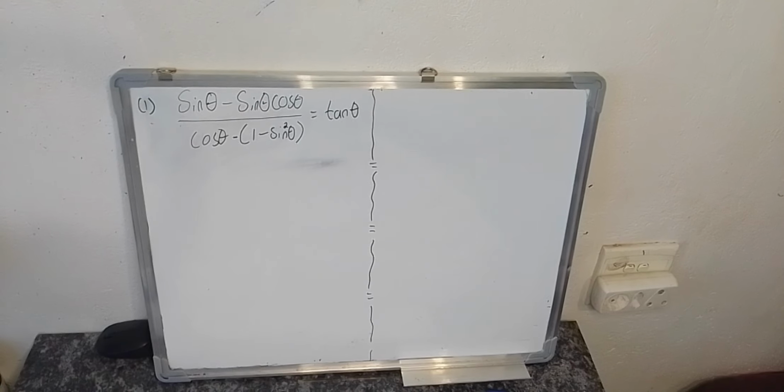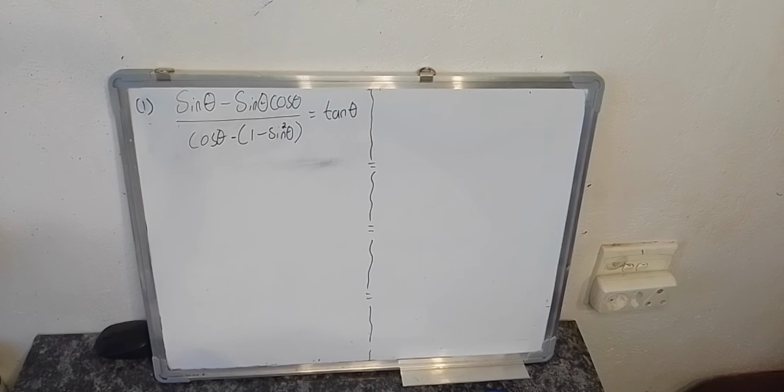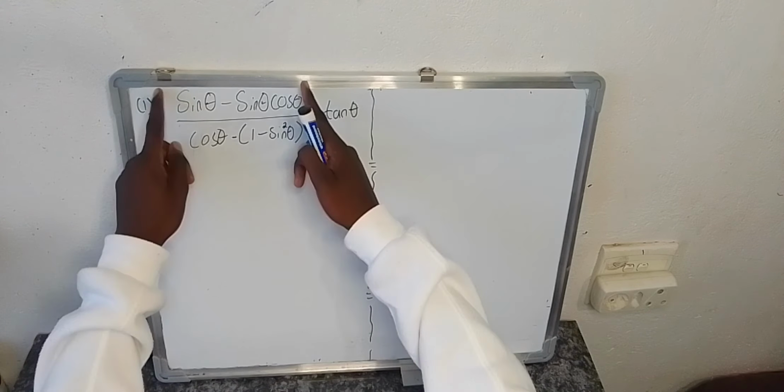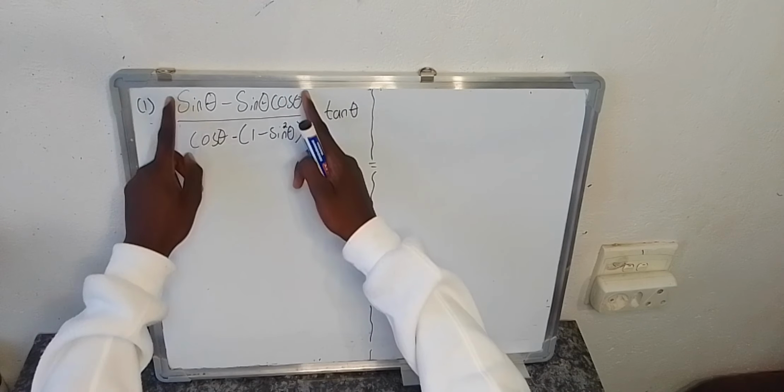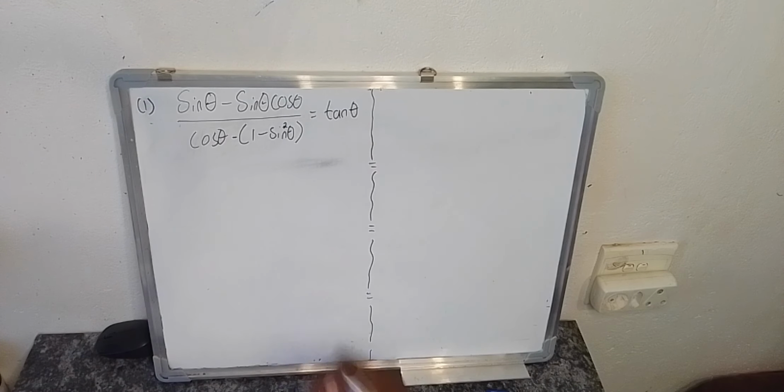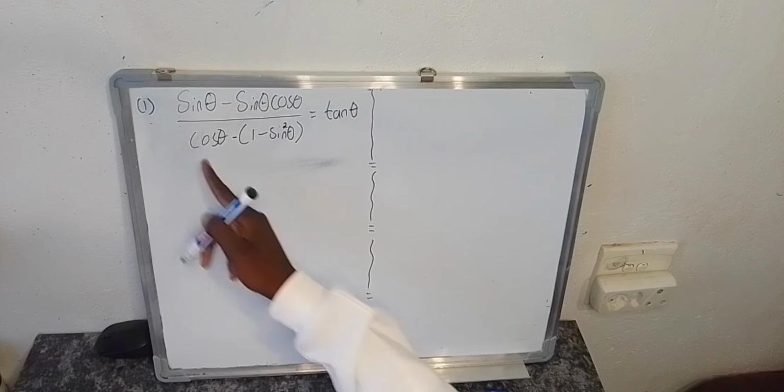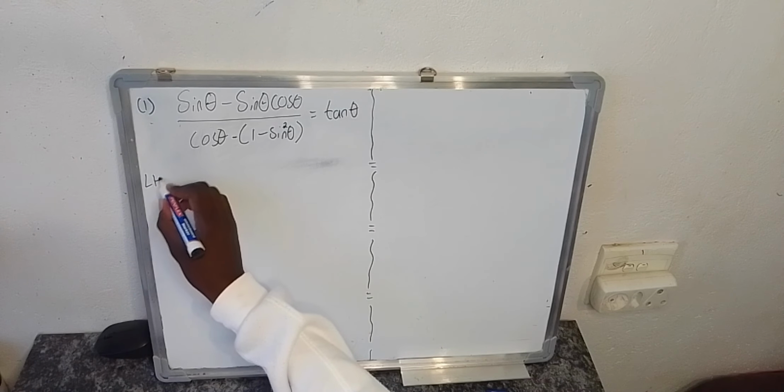So today we are going to prove their identities. So now let's jump straight to number one. The first thing that we have to do here is to choose the side that is complex. The side that is complex is this side, meaning we are going to prove that this side is equal to what? Tan theta, and this side is the left hand side.